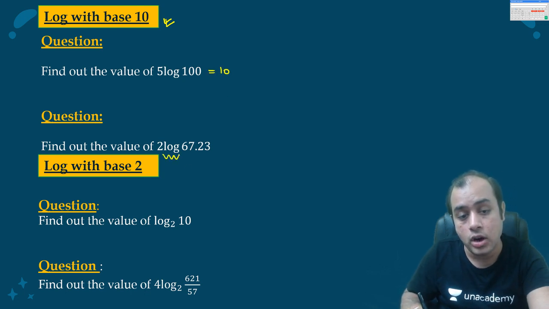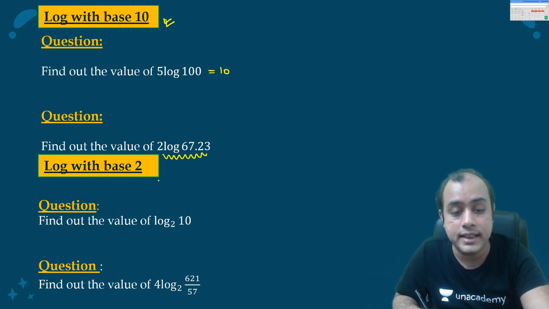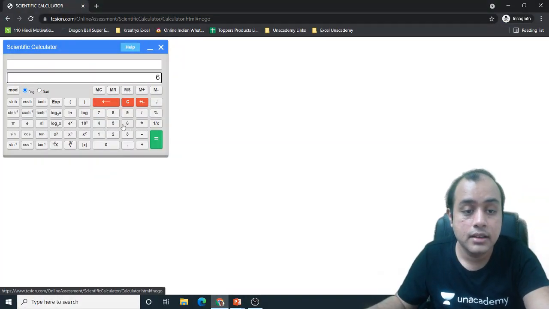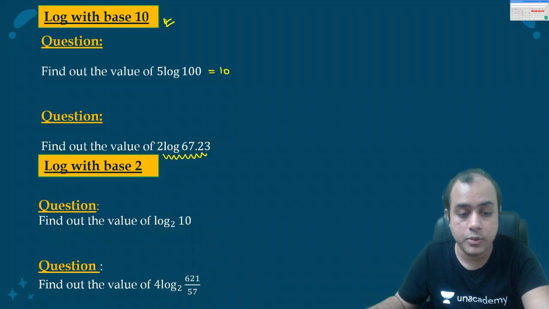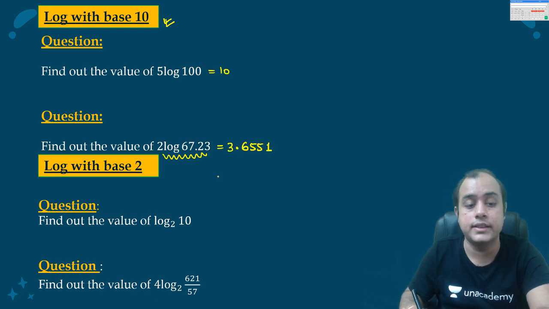What about 2 log 67.23? Now that you have understood the process, it is very simple. 67.23 log into 2, 3.6551. Understood how do we perform these calculations?